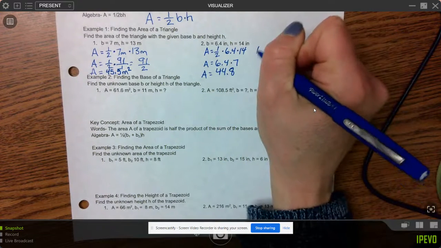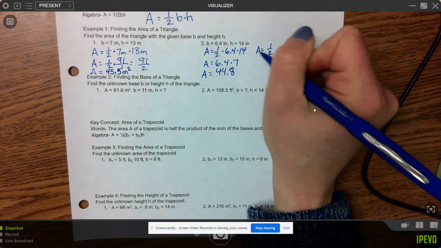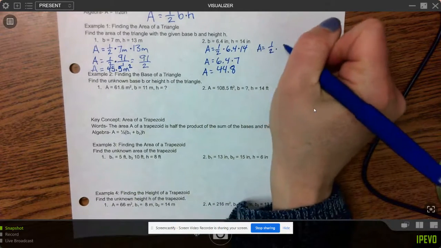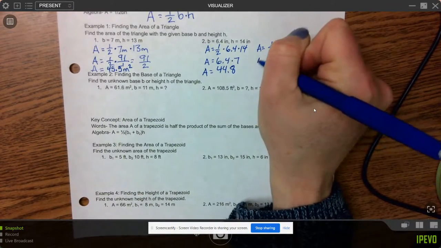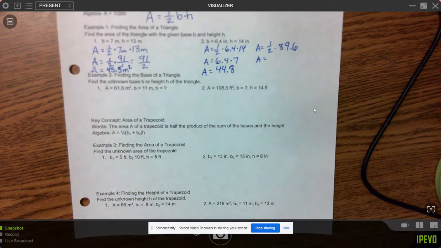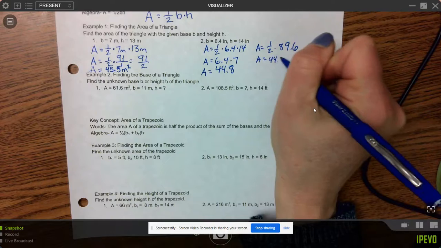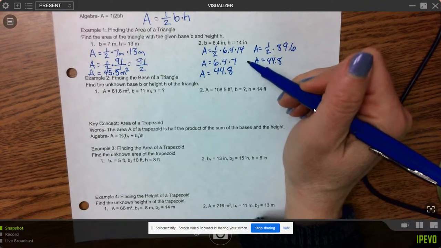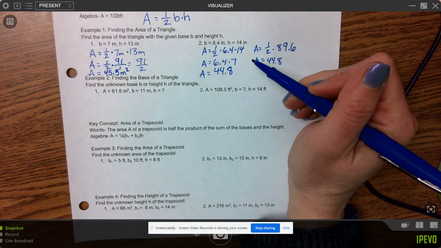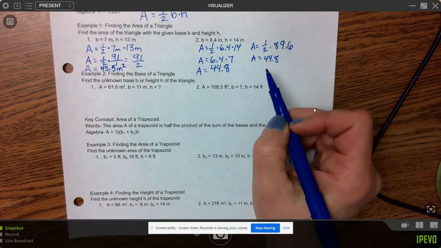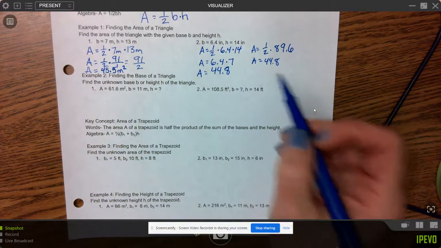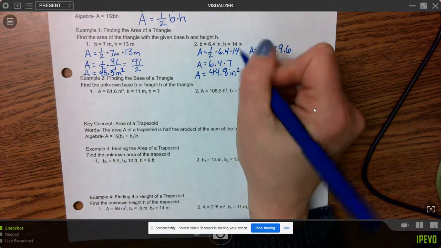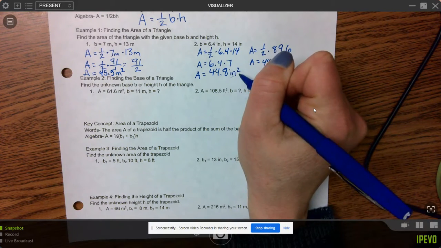Could I have done 1/2 and then 6.4 times 14? Yep, because that's 89.6. And then if I take 1/2 of that, I get 44.8. So you get the same answer. I just did a little bit of mental math because I knew 1/2 of 14 was 7. So it was less work I had to punch into my calculator. If you want to punch it all into your calculator, that's fine. Don't forget to put your measurements. We had inches times inches. So my answer would be inches squared.